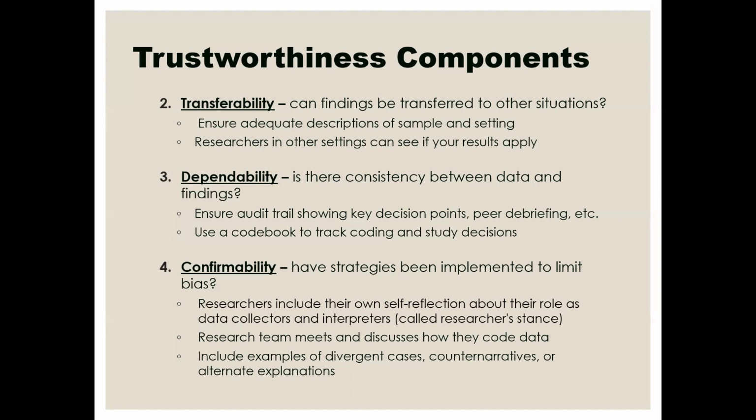And then you want to say with confirmability, have you limited the bias that you could interject? Did you write your researcher's stance and talk about your role and how you felt about the topic? Did the research team meet to discuss how the data were coded and to discuss any differences of opinions they may have? And did you use any counter narratives or alternate explanations?